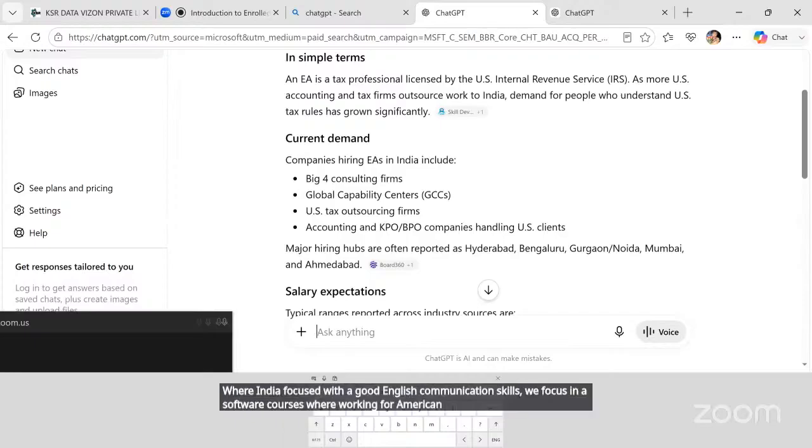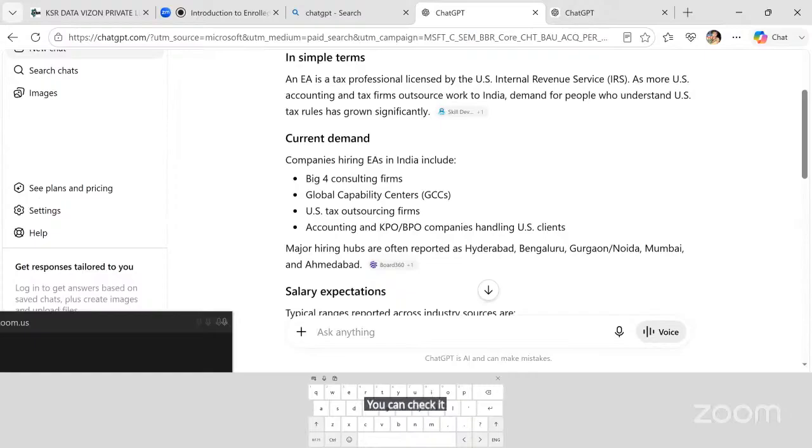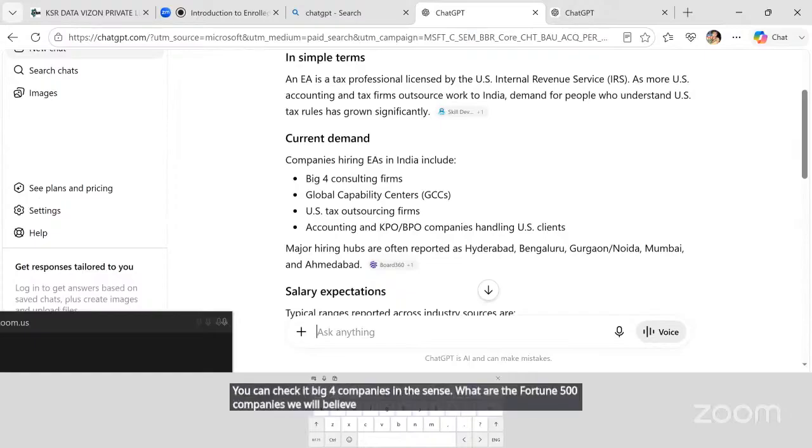European countries, right? In a similar way, American companies need US tax consultants with a lower budget. That's the reason those projects are going to the Big Four companies. You can check it: the Fortune 500 companies are all clients for these Big Fours, either PwC, KPMG, or EY. These companies are not IT companies. We might think these are IT firms, but these are financial companies.